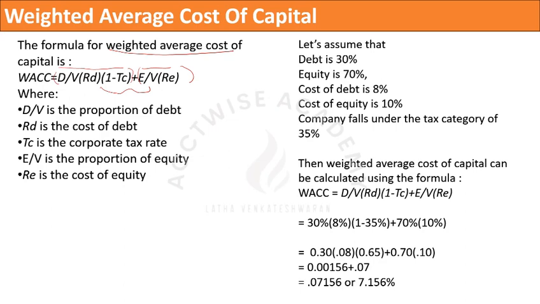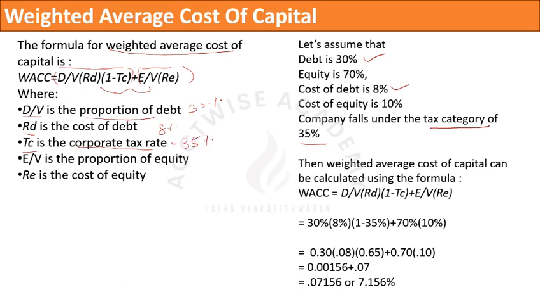Here D/V is the proportion of debt. We know from the previous slide that the proportion of debt is 30%. RD is the cost of debt. So we know cost of debt is 8%. What is TC? TC is the corporate tax rate. So for our example, let us assume that this company falls under the tax category of 35%.